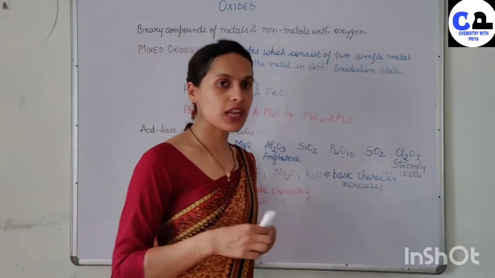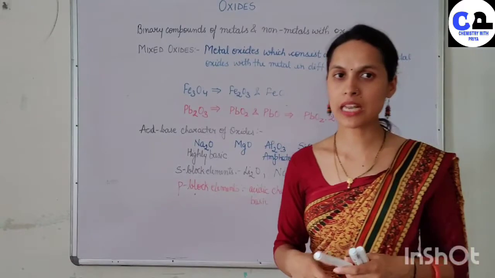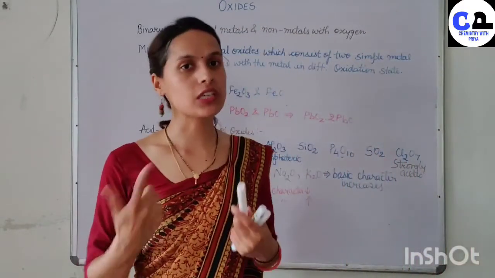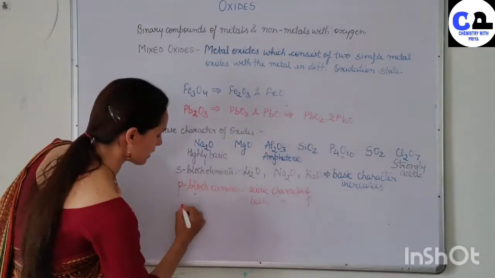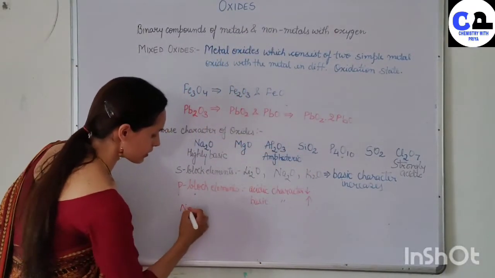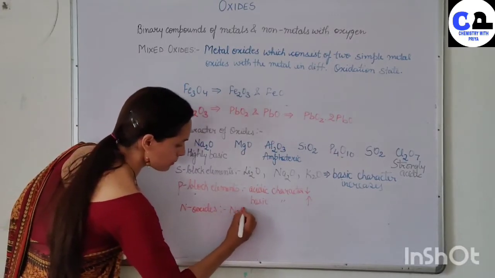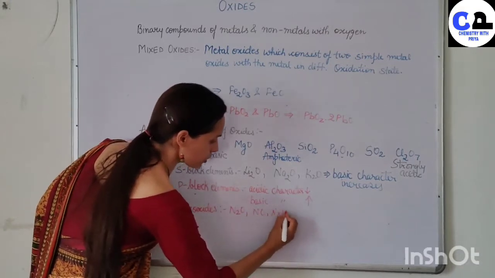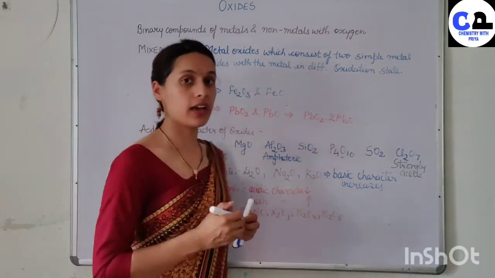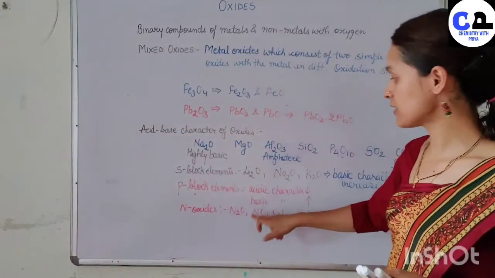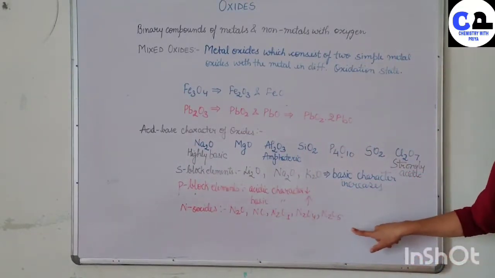Now suppose we have different oxides of a non-metal, then with increase in the oxidation number, acidic character increases. Let us take the oxides of nitrogen: N2O, NO, N2O3, N2O4 and N2O5. In P block, in the nitrogen family, I have explained this topic very briefly. So, suppose we have oxides of nitrogen.